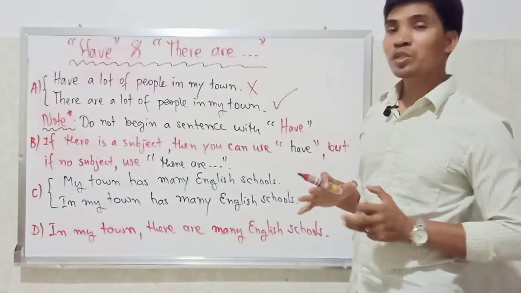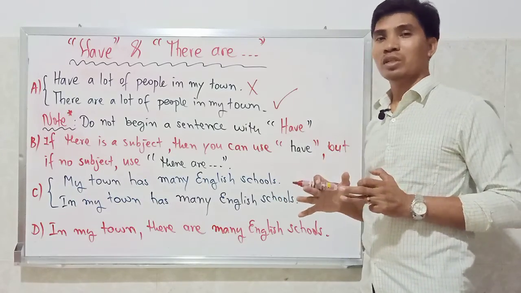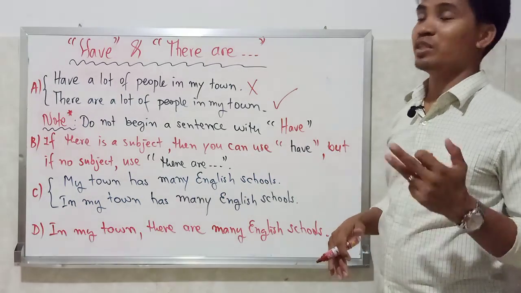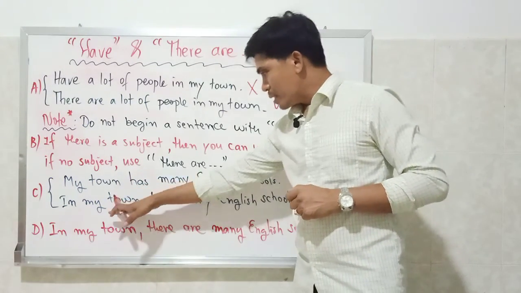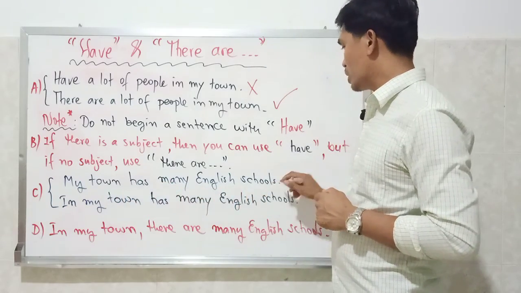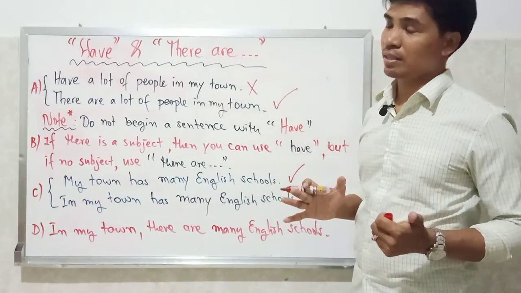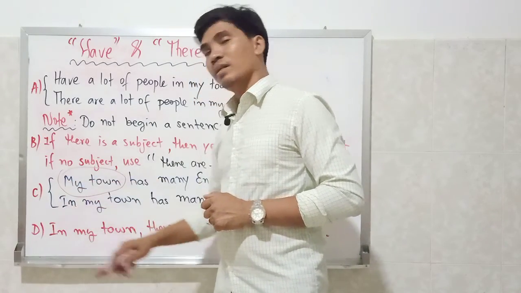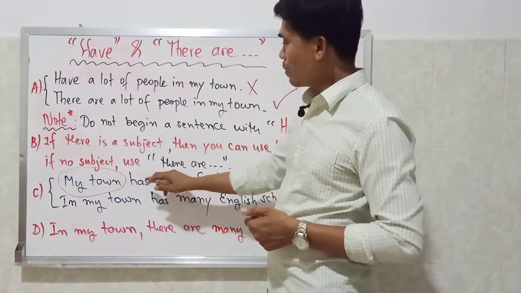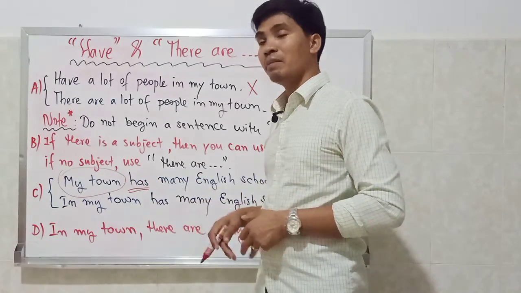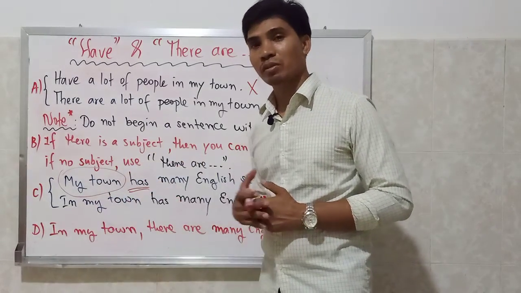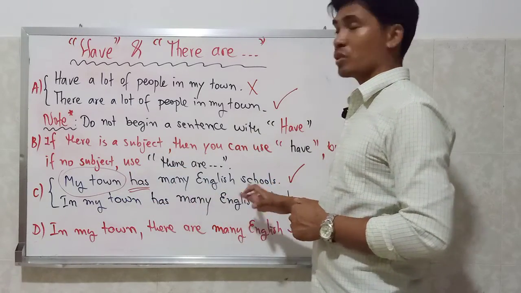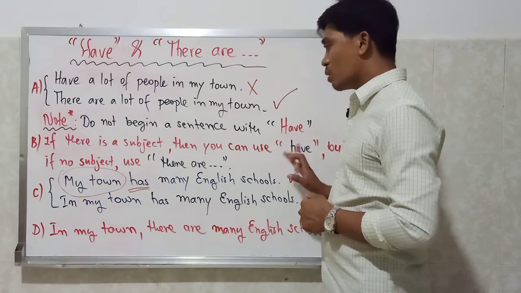Which one do you think is appropriate or correct? Let's highlight together. "My town has many English schools." Yes, this sentence is correct because "my town" is the subject and the main verb "have" belongs to the subject, "my town." That's the correct one. What about the second one?